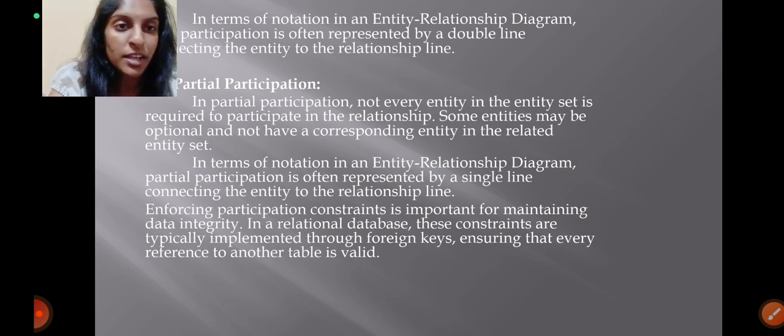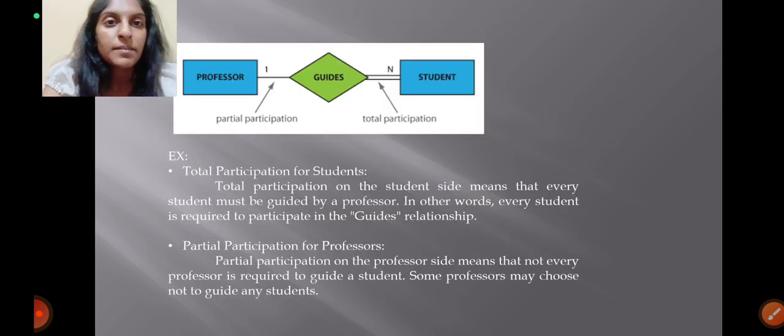Enforcing participation constraints is important for maintaining data integrity in a relational database. These constraints are typically implemented through foreign keys, ensuring that every reference to another table is valid. Example: this is a one to n relationship. Professors guide students, where professor guides is a partial participation, and guides students is a total participation.